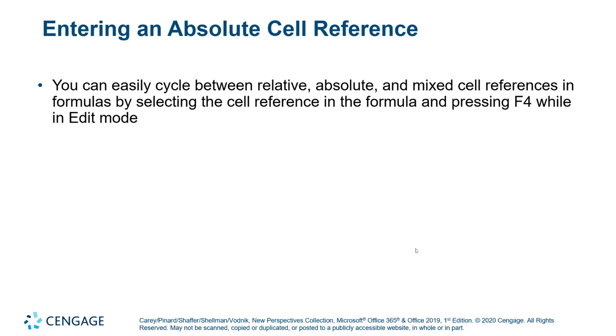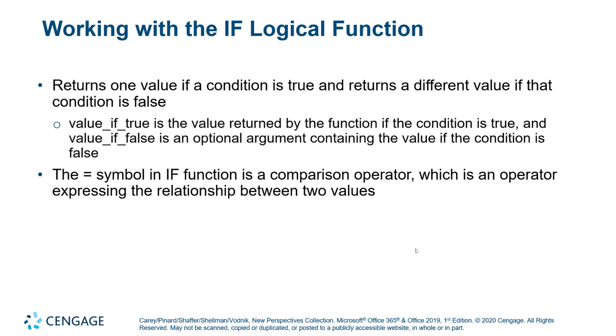You can easily cycle between relative, absolute, and mixed cell references in formulas by selecting the cell reference in the formula and pressing F4 while in edit mode. I find that's the method I use most often for absolute references, is to just enter the cell address and then press F4 until I get to the right combination.